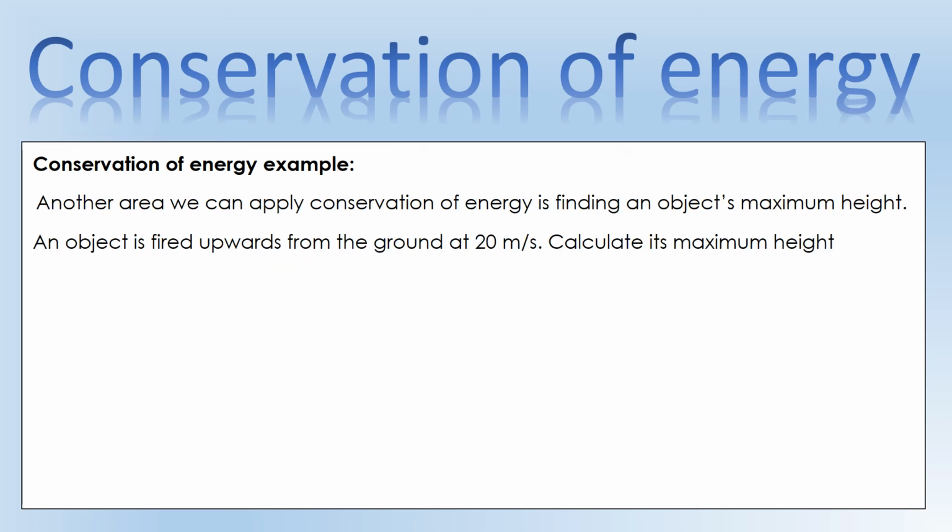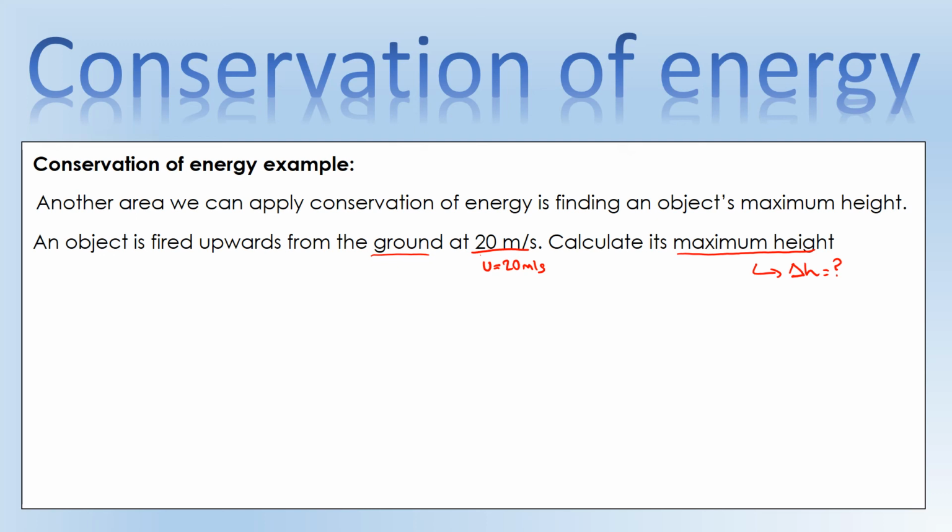Another place where we can apply initial conditions to calculate final ones is finding an object's maximum height. So let's say we fire an object upwards at 20 meters per second, calculate its maximum height. Essentially what this is telling us is that the initial speed, or u, is 20 meters per second, and it wants us to find the maximum height, or essentially we need to find the height change of the object, because it said it's fired upwards from the ground. So the maximum height is going to be equal to the change in height.